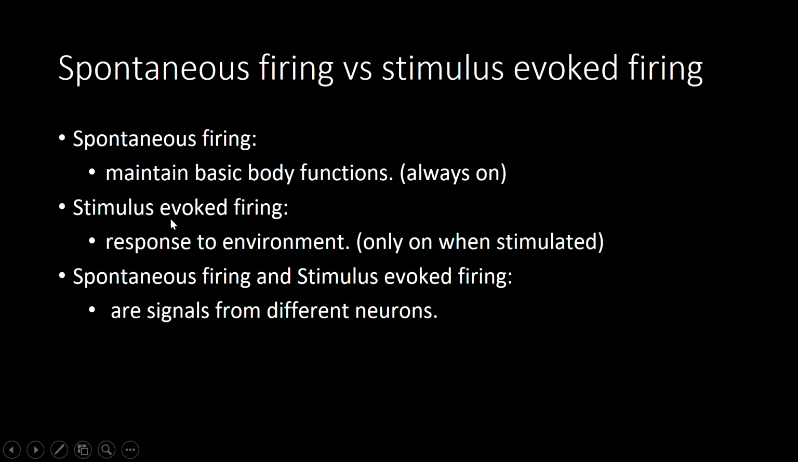And then stimulus evoked firing, they are the neurons that respond to the environment. So they only fire when they get stimulated. In our case, our somatic neurons, the sensory neurons, the motor neurons that respond to the environment, you feel things, you do things. These neurons are stimulus evoked firing neurons. The cricket has these kinds of neurons too, and they only fire when they get stimulated. So spontaneous firing and stimulus evoked firing actually come from different neurons.